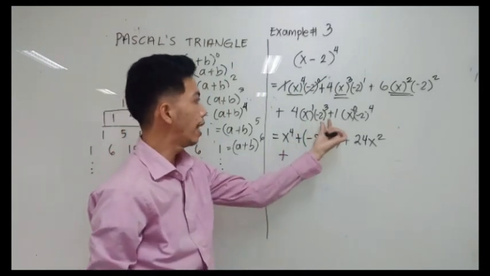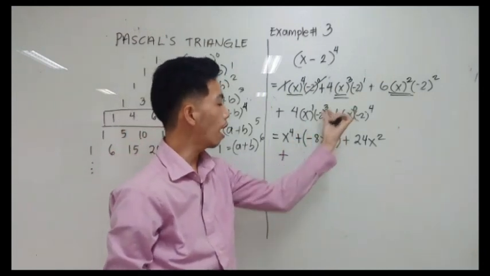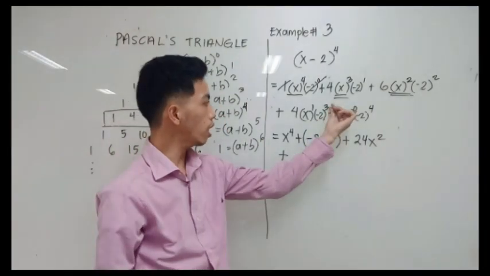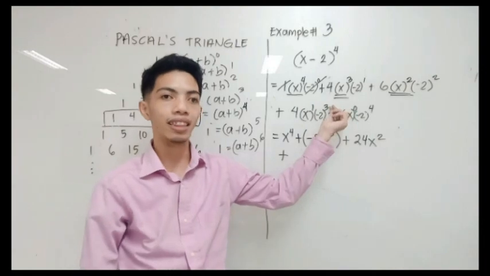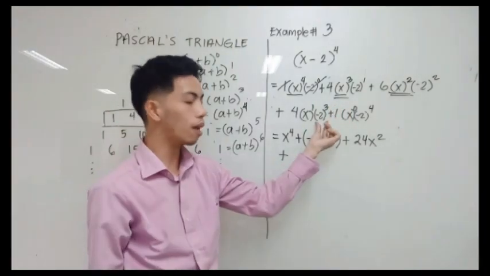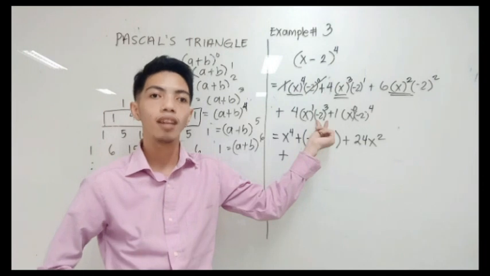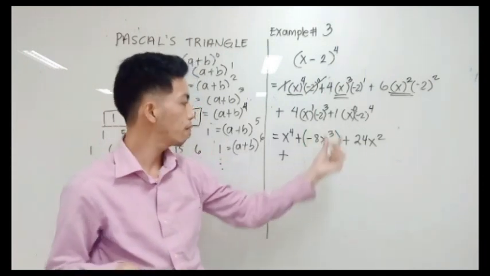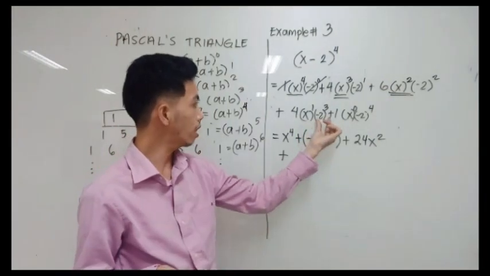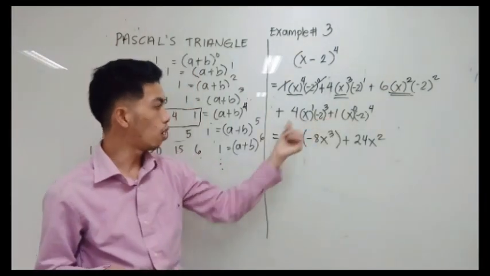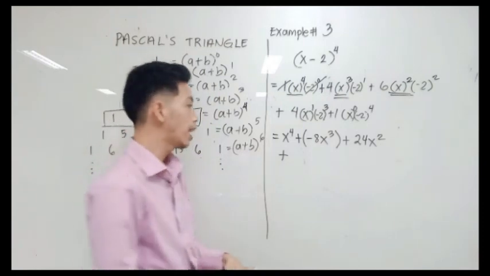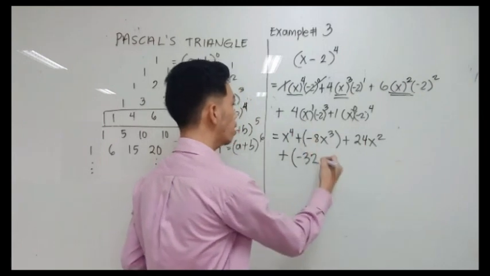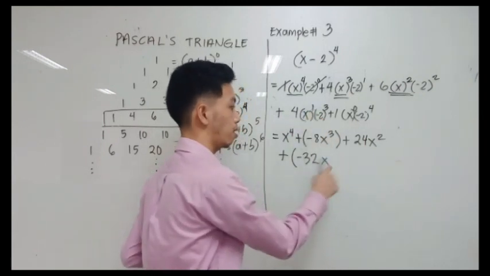This one, negative 2 times negative 2 raised to 3. Negative 2 raised to 3 is negative 8. Bakit negative 8? Kasi negative 2 times negative 2 is positive 4, times negative 2 pa, and positive 4 times negative 2 is negative 8. Times 4, negative 8 times 4 is negative 32. And then write x raised to 1 is x.